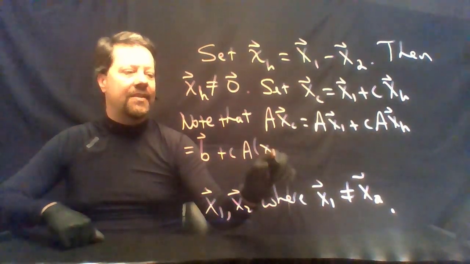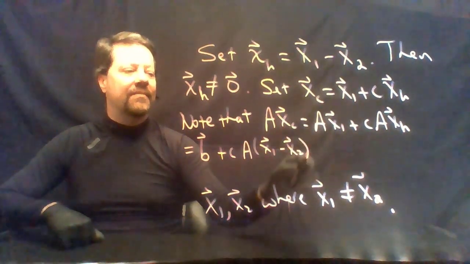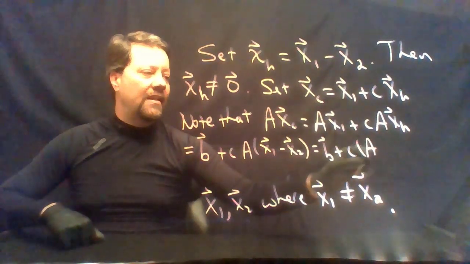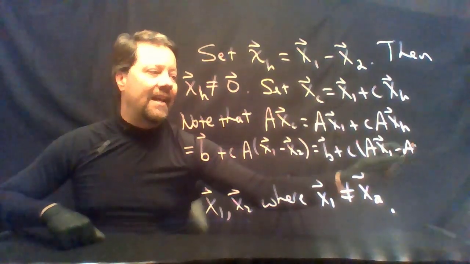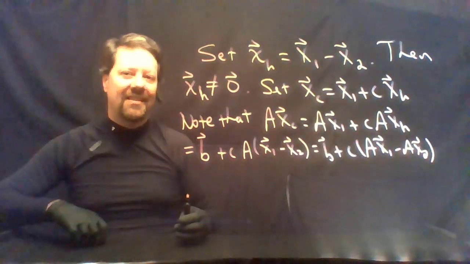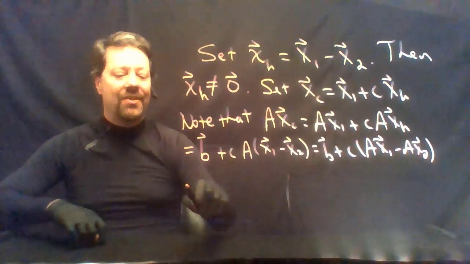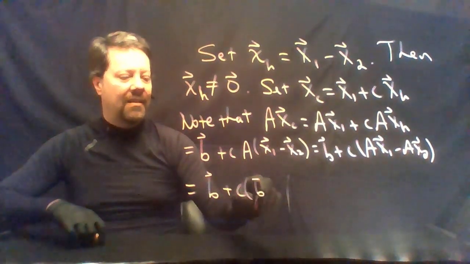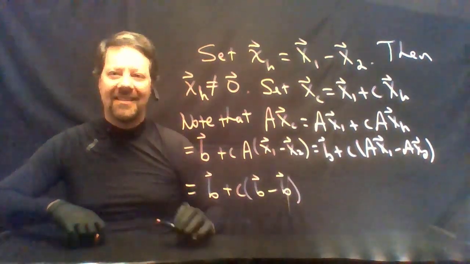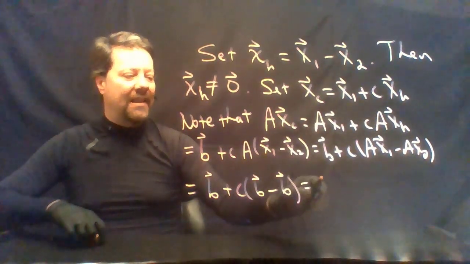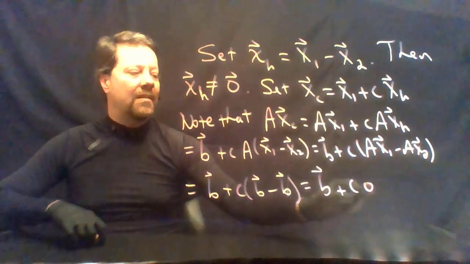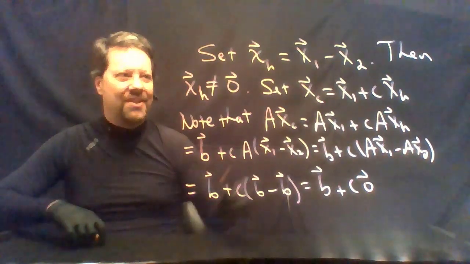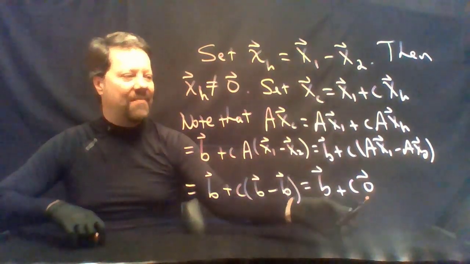Xh is x1 minus x2. This gives us AX1 minus AX2. But remember that x1 and x2 are solutions to the system AX equals b. And so you get b minus b, which gives us 0. That's the reason I chose the notation x sub h.